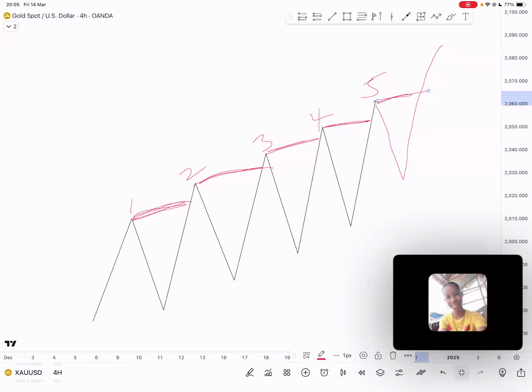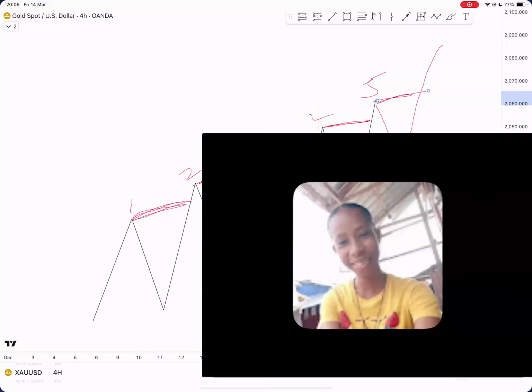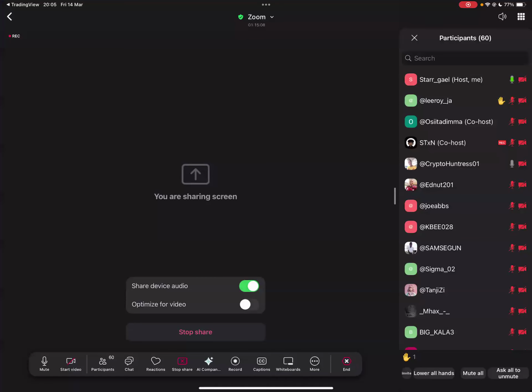And when price puts in new lows in a downtrend, once low 2 goes below low 1, break of structure, low 3 goes below low 2, break of structure in a downtrend. So whenever price is putting in new lows in a downtrend, that's what we call the break of structure.